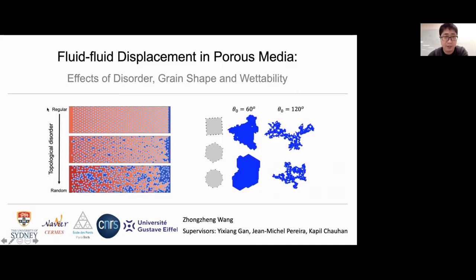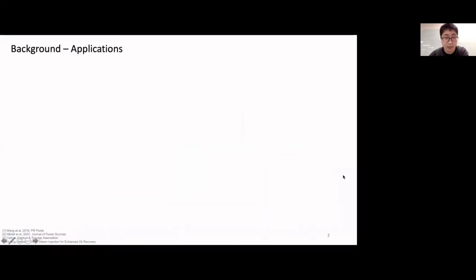So the topic today is fluid displacement in porous media, and we focus on the effects of disorder, grain shape, and wettability. The content of this presentation basically covers the majority of my PhD study, where I was in the joint PhD program between the University of Sydney and the Untitled Wang, Paris Tech in France. Firstly, I'll briefly give a background about this multiphase flow problem.